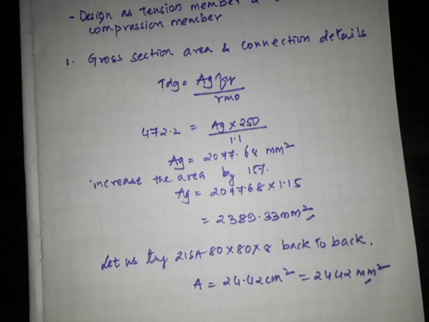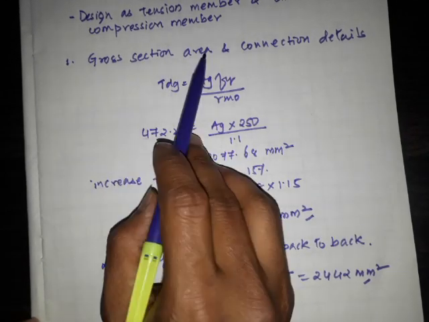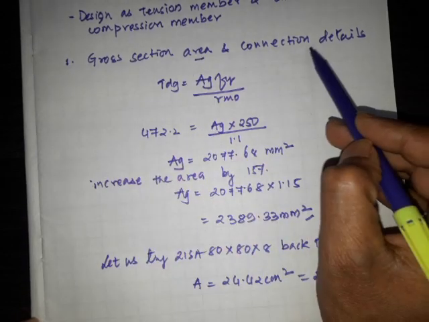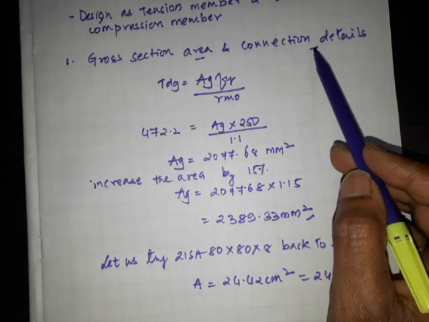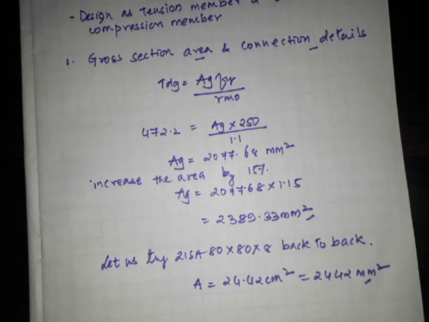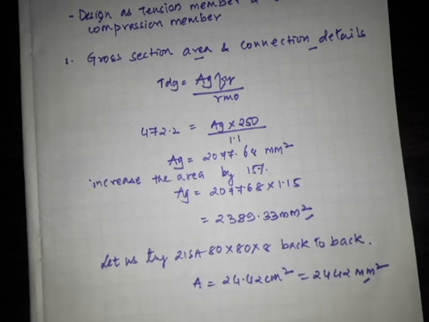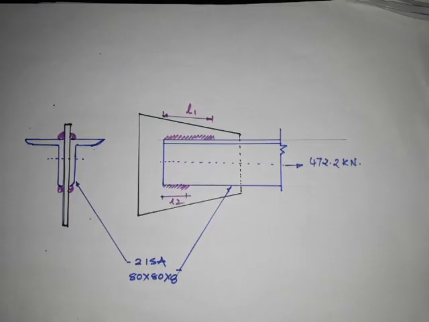So now what you have to do? After selection of the cross section area, you have to go for connection details. So we'll go for connection details. For that we are going to provide the welded connection. So next is connection design.